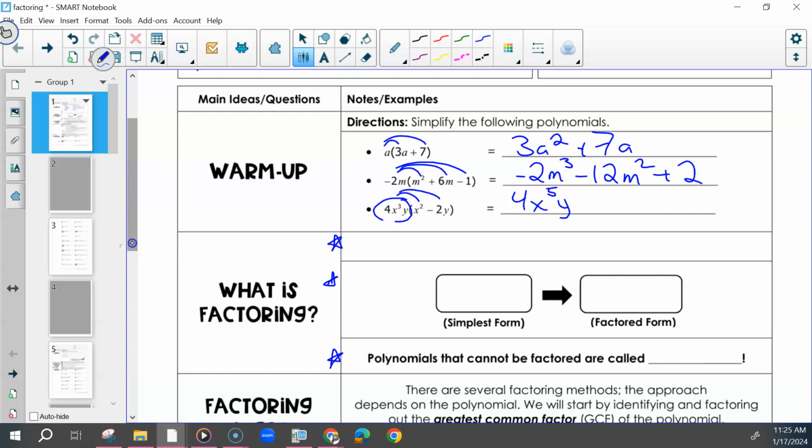And then when we do it to the second one, we can multiply 4 and negative 2. There are no x's, so this x would stay the same, x to the 3rd. What would the y's become? Squared. Squared.